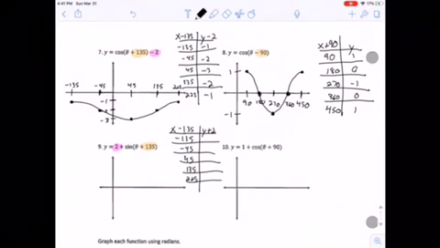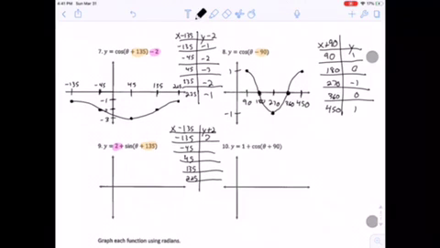There we go. Now take the y's. It's a sine, so you start at 0. 0 plus 2 is 2. 1 plus 2 is 3. 0 plus 2 is 2. Negative 1 plus 2 is 1. And 0 plus 2 is 2. So now we just have to set this up.